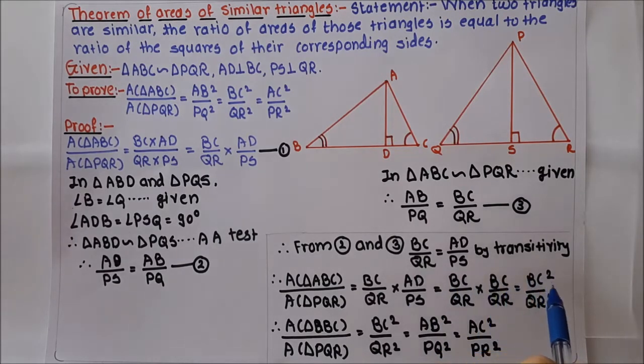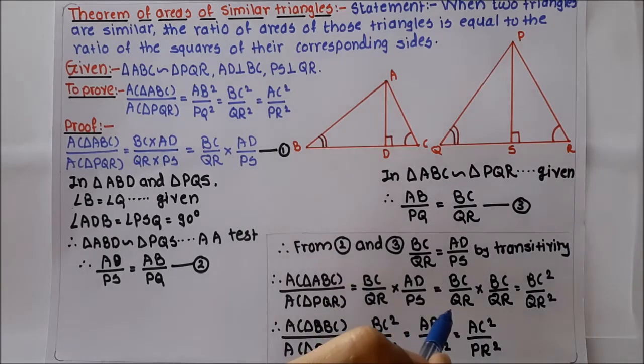Therefore BC into BC, BC square, QR into QR, QR square. Therefore area of triangle ABC upon area of triangle PQR is equal to BC square upon QR square. In the same way we can show that it is equal to AB square upon PQ square, which is equal to AC square upon PR square.